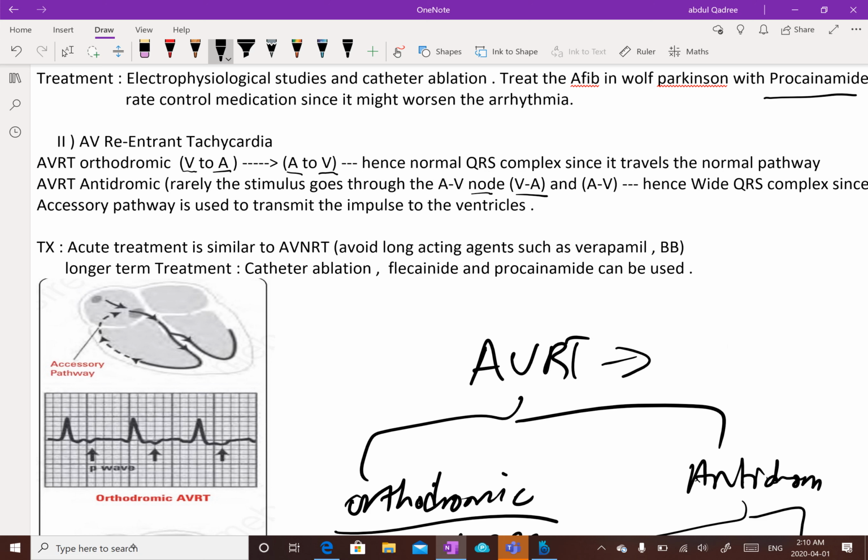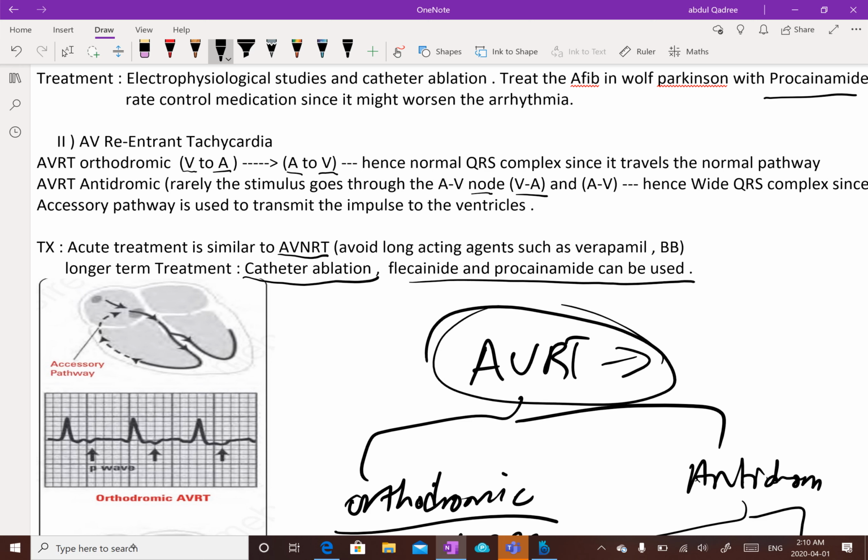Okay, so treatment. Acute treatment is similar to AVNRT. The treatment is the same, and the long-term treatment is also the same. For example, catheter ablation, flecainide, and procainamide can be used as well. It is just the difference in mechanism of action. The rest is similar treatment to AVNRT, but it is the mechanism of how these two occur and form abnormal electrical activities in the heart.